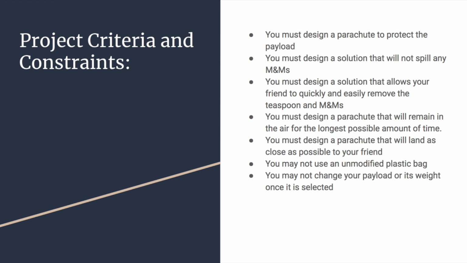You must design a parachute that will land as close as possible to your friend, and you may not use an unmodified plastic bag, so you can't just use a plastic bag with no other modifications. You also may not change your payload or its weight once you've chosen it. So once you pick it, that's it.